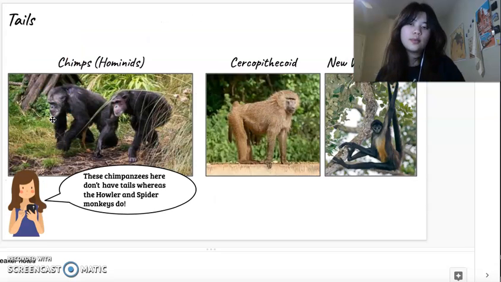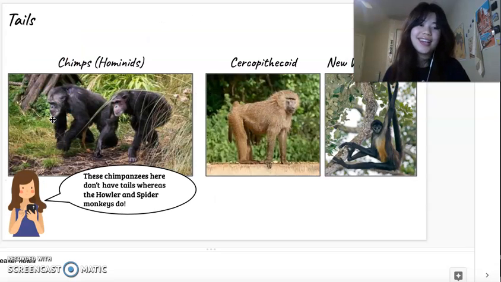So first up, we are taking a look at the tails, or lack thereof, in the case of the chimpanzee here. So we see they have no tail. In comparison to the Old and New World monkey, the cercopithecus here would represent the Old World monkey. So he has a tail here, and the New World monkey has a tail right here.